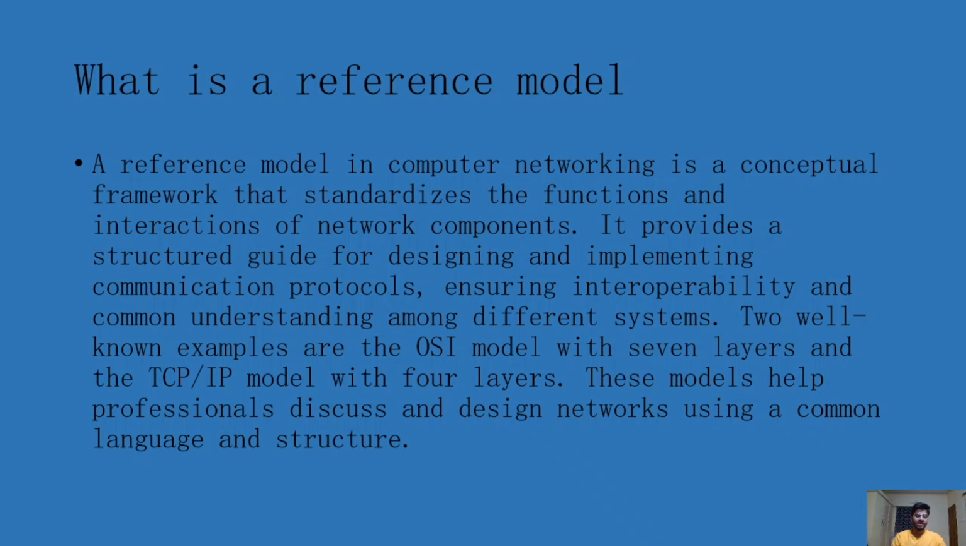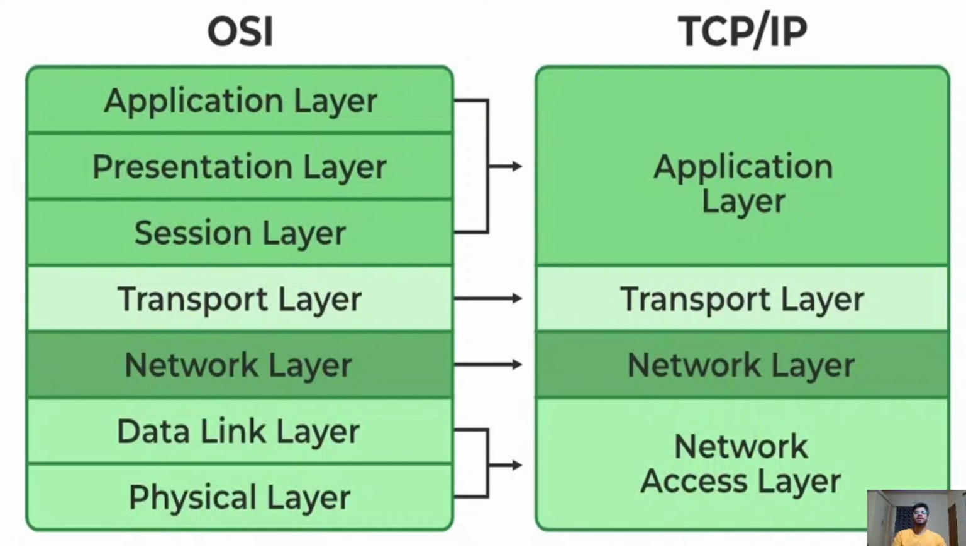Imagine building a house where each construction phase has specific tasks like foundation, walls, roof. Similarly, a reference model like OSI divides network communication into layers, each handling specific functions. This modular approach allows different systems to follow the same structure, promoting compatibility and efficient communication. Here we have the OSI and TCP/IP layer diagrams, which show the different kinds of layers in both of them.